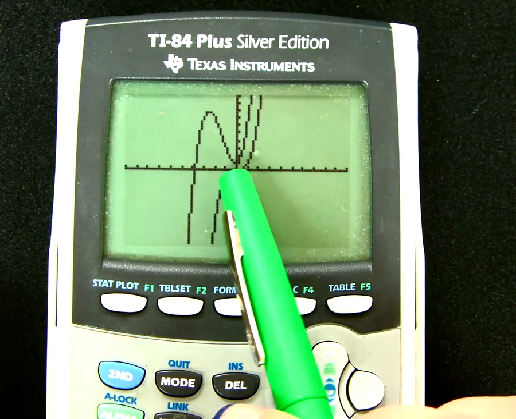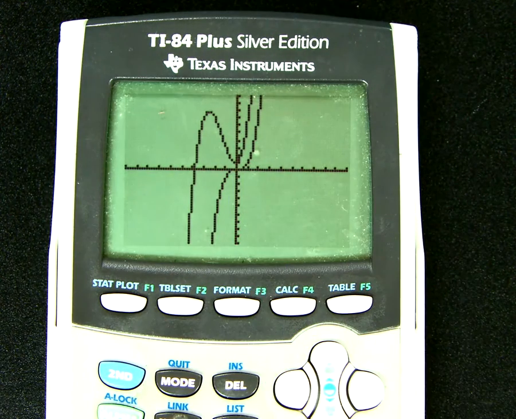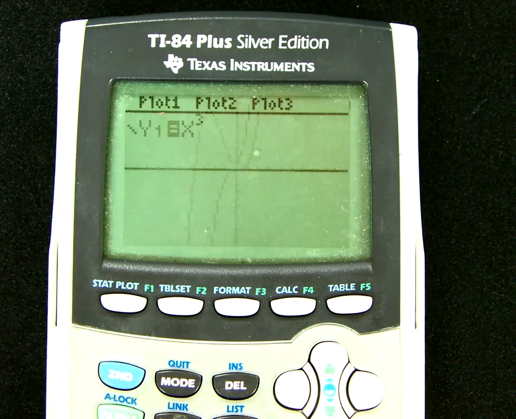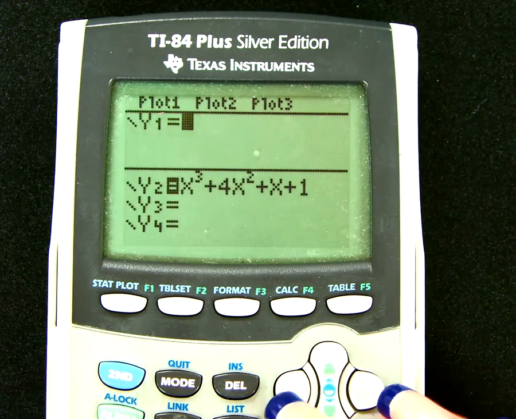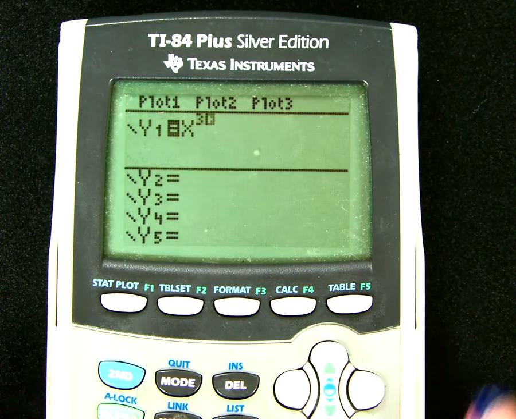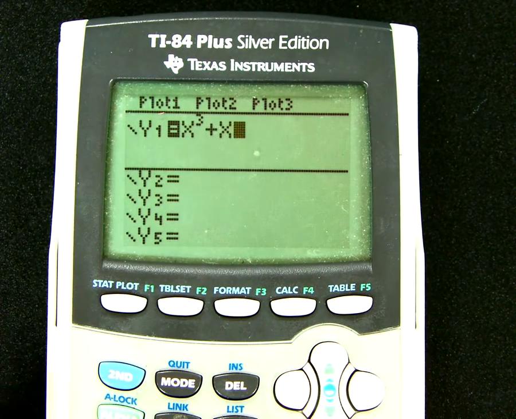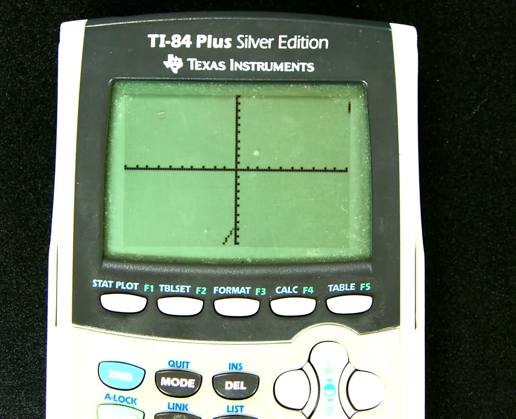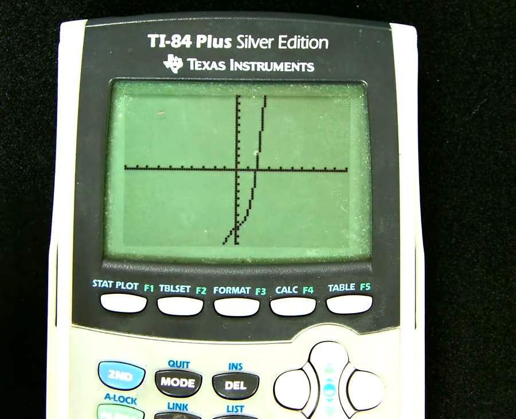So this point down here, that is another turning point, which we would call a minimum. And we'll talk more about those vocabulary terms in a little bit here. Okay. But again, when we're looking at this, if I go in and change, I'm going to get rid of both of these. And let's just try graphing x cubed plus x minus 8. Let's see what happens. Okay, so I got a slightly different shape.